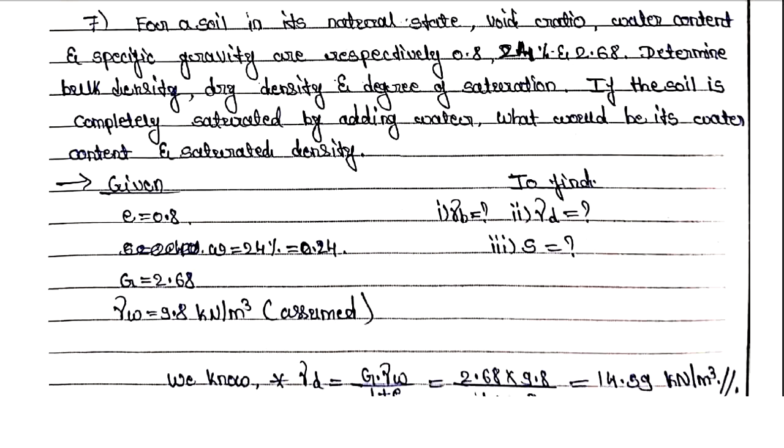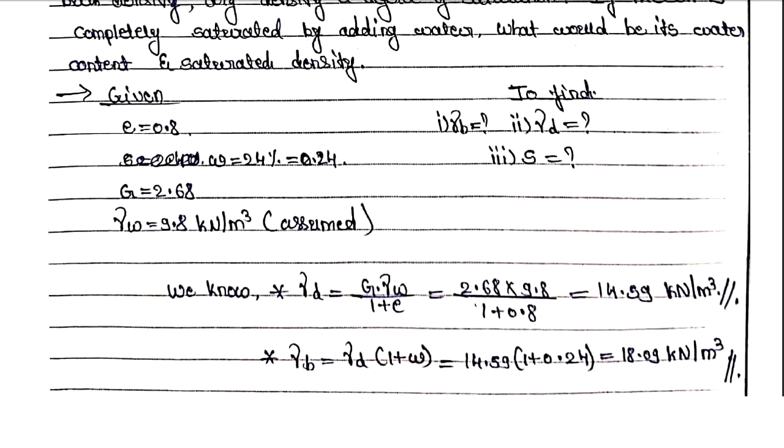First thing you can see, bulk density, dry density and degree of saturation. So firstly what they have asked: bulk density, dry density and degree of saturation in case number 1. In case number 2, what they have asked is the water content, that is small w, and saturated density. Okay, so that is case number 2. So let us move further.